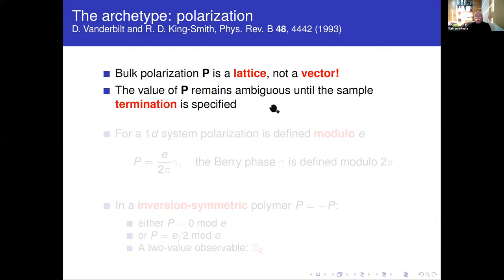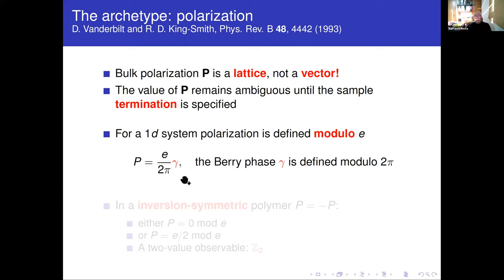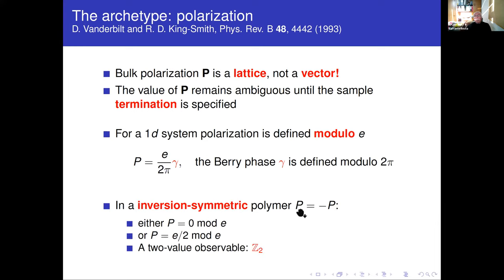For a one-dimensional system, the polarization has the dimension of a pure charge because it is a dipole over a length. And the formula is particularly simple. It is e over 2 pi times gamma, which is a phase, defined modulo 2 pi. And this must include the nuclei, as I said. And now suppose we have an inversion symmetric material, an inversion symmetric polymer. Then you need P equal minus P. But since polarization is a lattice, you only need the lattice to be symmetric, not really the value itself. And the lattice could be symmetric in two very different ways. One is polarization is zero modulo e, and the other one is 1/2 modulo e. And this is mapped one-to-one into the additive group of the integers modulo 2. That means it is a Z2 observable. Arguably it is the simplest and most elementary example of a Z2 invariant, a topological Z2 invariant. But we will explain also why it is topological.